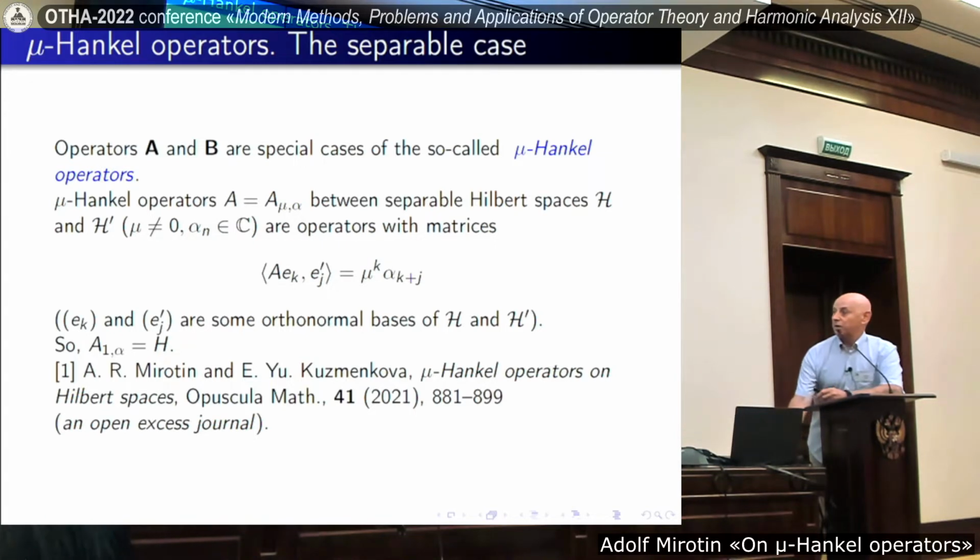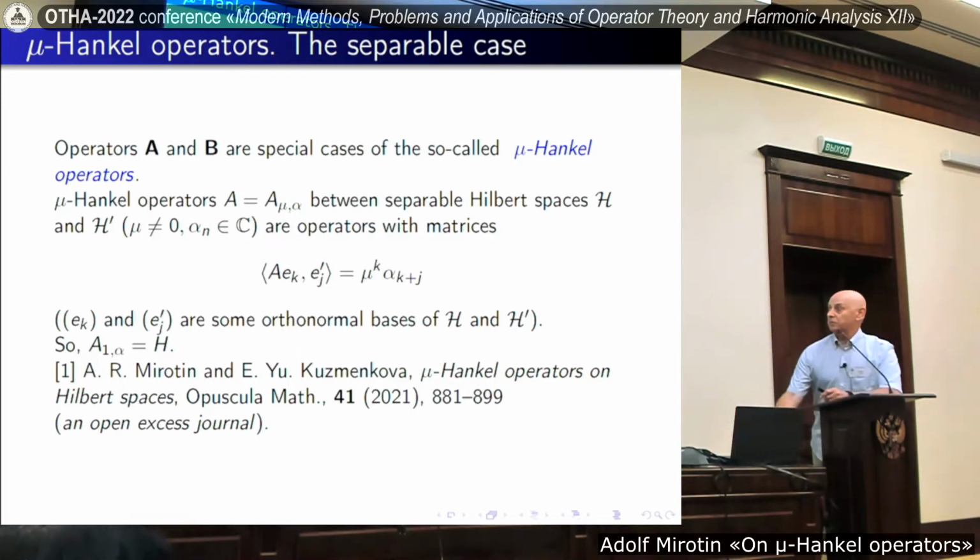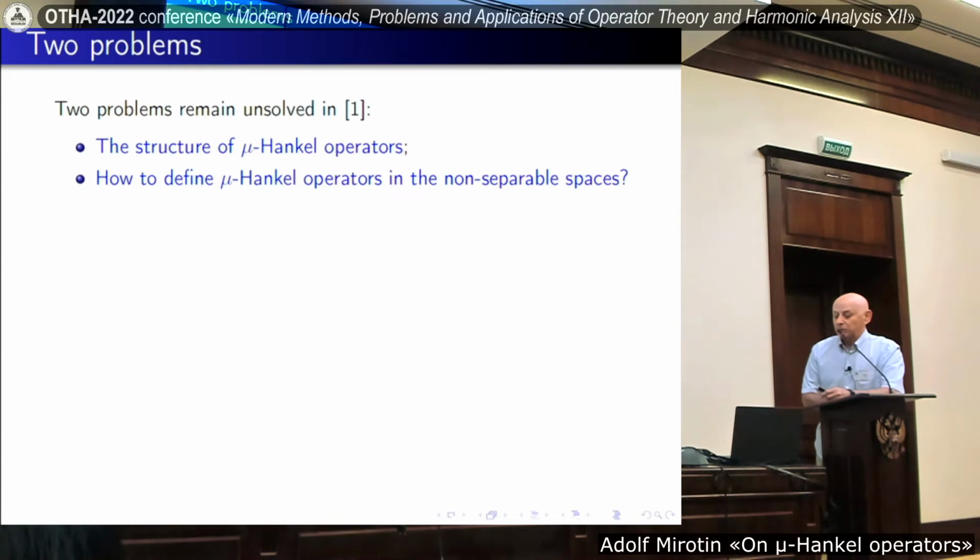By definition, if H and H prime are two separable Hilbert spaces as above, the operator A between H and H prime is called mu-Hankel if the entries of its matrix with respect to these bases have the following form. Here mu is some complex parameter, and of course, if mu equals 1, we get the classical previous definition of a Hankel operator between separable Hilbert spaces. Two problems remain unsolved in the previous paper mentioned above. The first problem is what is the structure of mu-Hankel operators, and the second one, how to define mu-Hankel operators in the non-separable case. And I'll begin with the second problem.